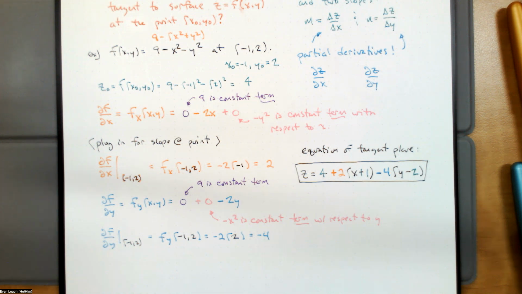So we can imagine this plane. The z value starts at 4, 1, 2, 3, 4 right here. The slope in the x direction is +2. The slope in the y direction is -4.